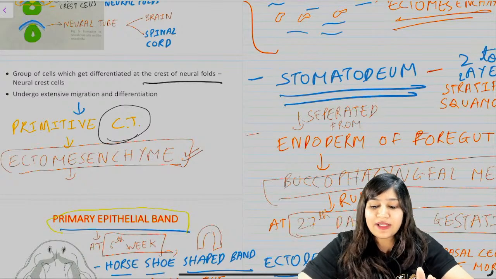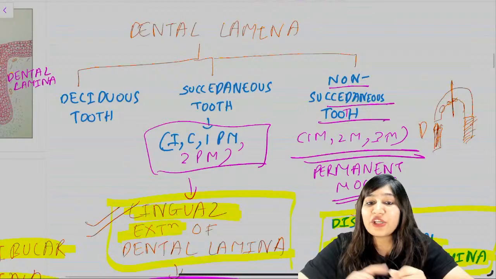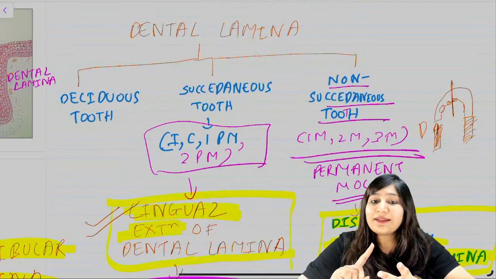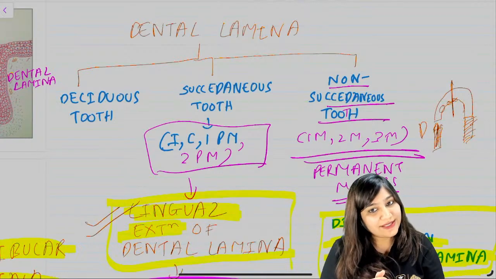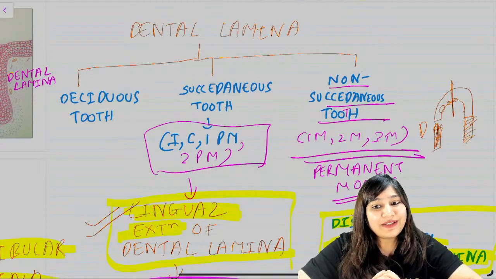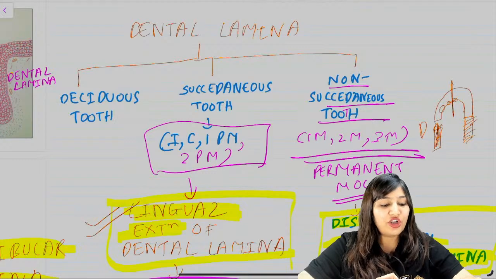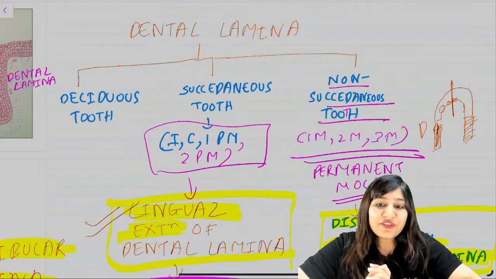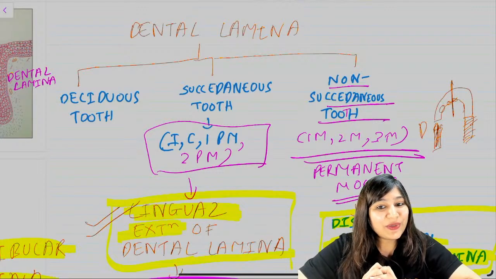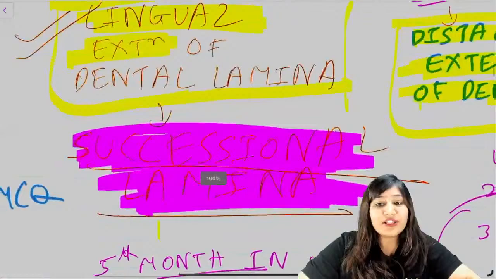This dental lamina has basically 3 functions. It is involved in the formation of deciduous tooth. It provides primordium for deciduous tooth, permanent tooth, which are succedaneous as well as non-succedaneous tooth. Succedaneous tooth replacing our primary tooth, and they arise from which extension of dental lamina? Lingual extension of dental lamina. Lingual extension of dental lamina is known as successional lamina.